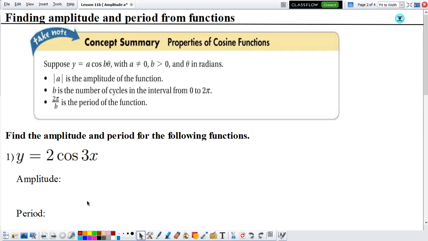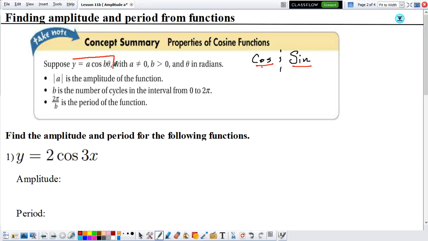Well, here are some properties of a cosine function, and this also extends to sine function. These are properties for cosine and sine function. Again, these properties are only true for cosine and sine.